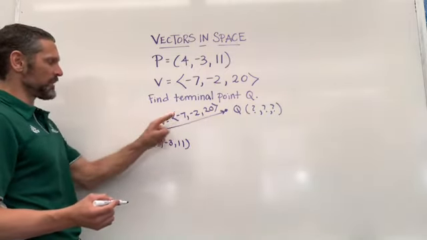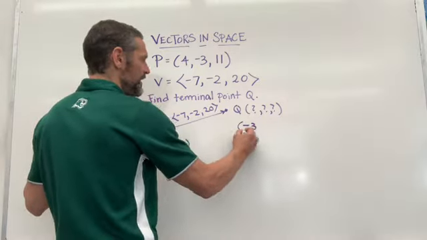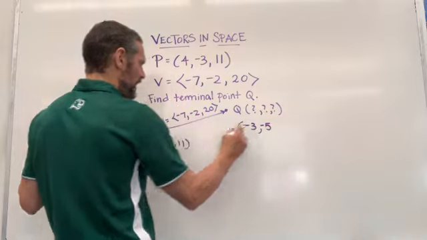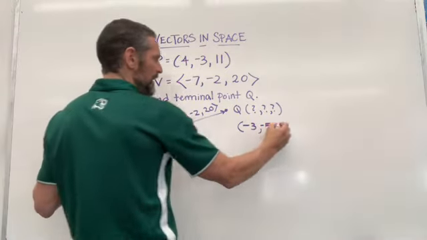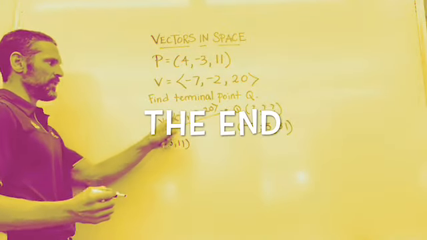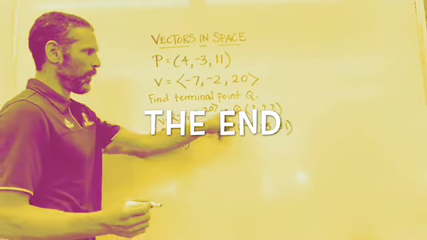So 4 plus a negative 7 is negative 3. Negative 3 plus a negative 2 is negative 5. And 11 plus 20 is 31. Kind of like if you're here at school and these are your directions home, what are the coordinates of your home?